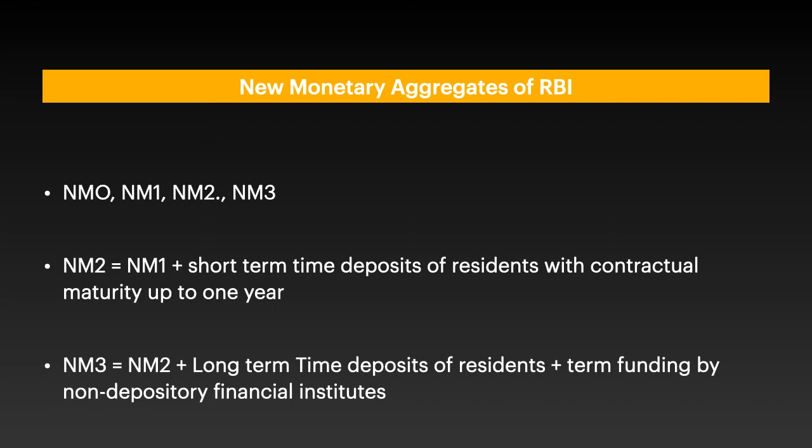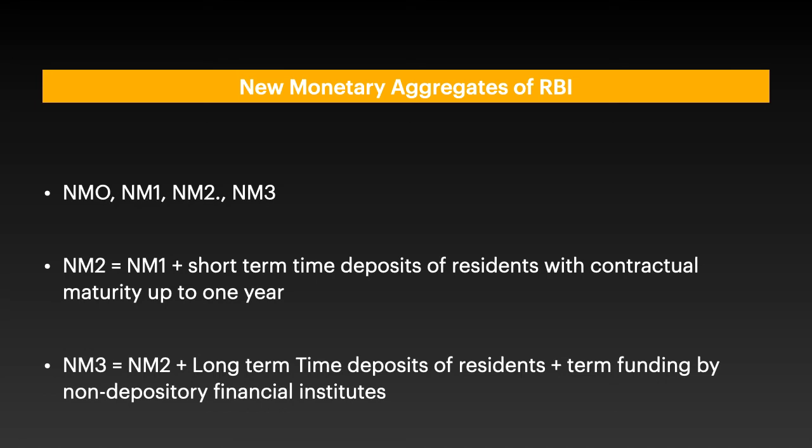NM0 is reserve money or a monetary base, and its components are the same as M0, which are defined under traditional monetary aggregates. NM1 is termed as narrow money, while NM3 is termed as broad money. The report on these new monetary aggregates was submitted in June 1998.